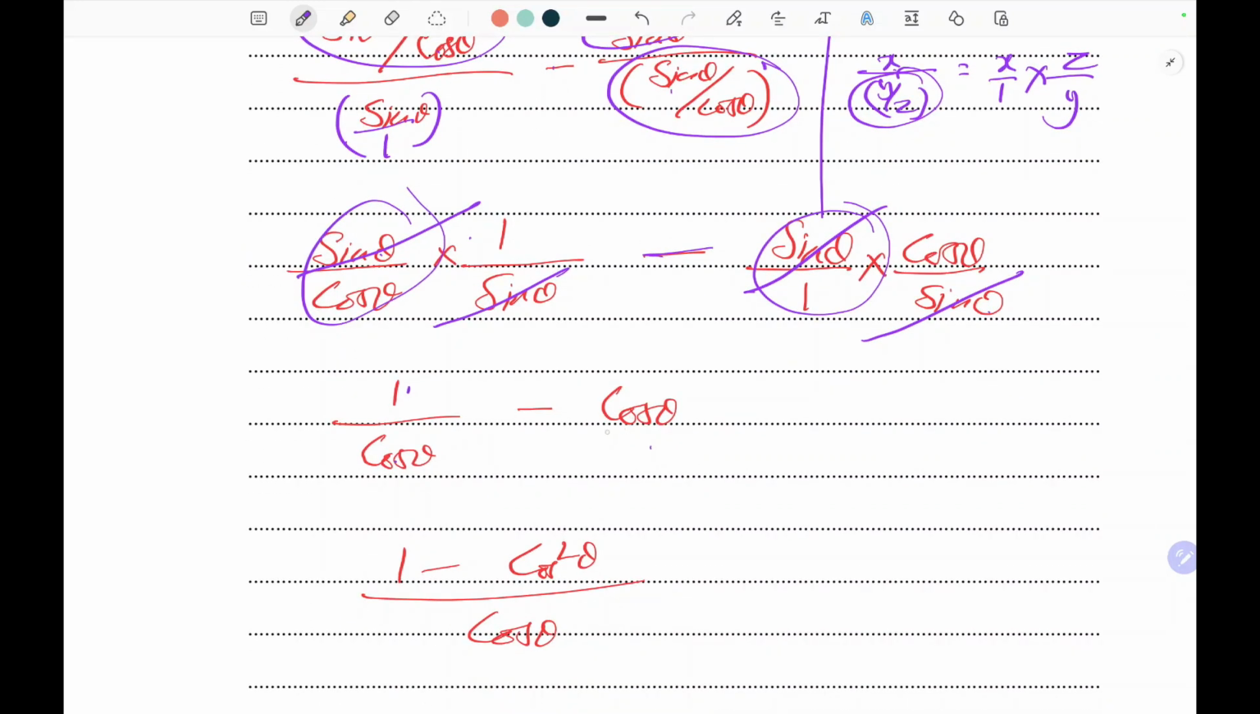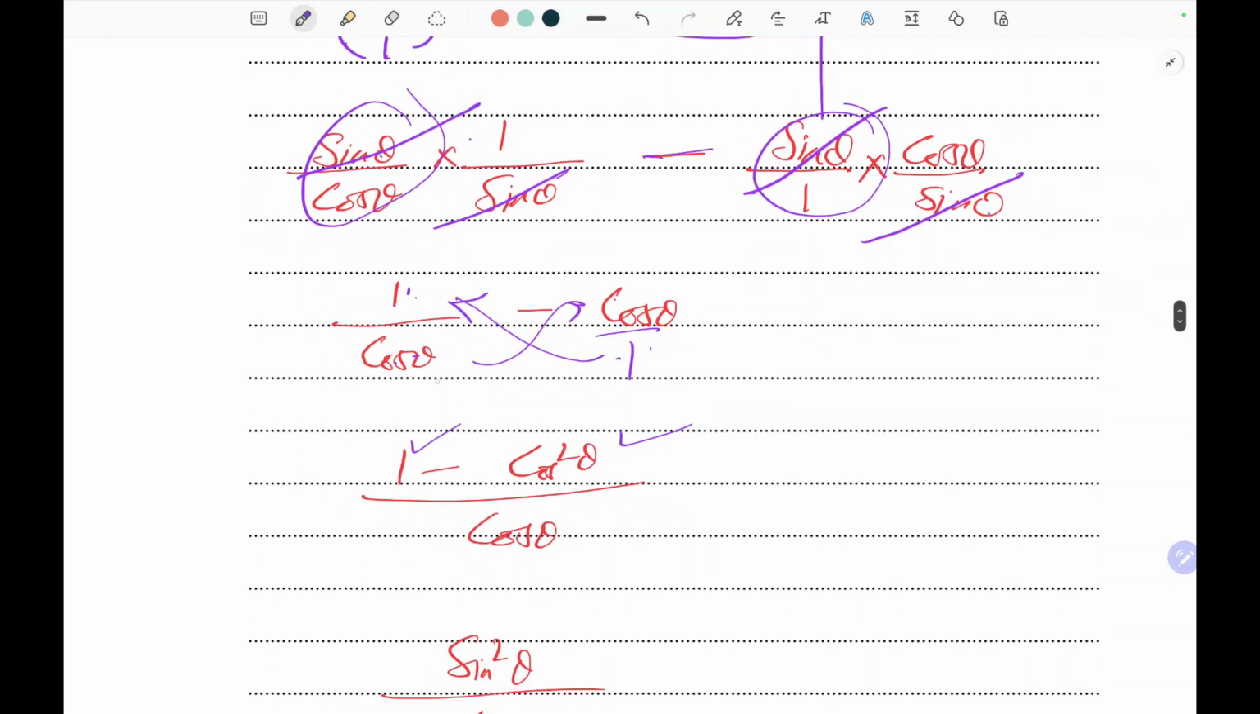Now I have this. Now we can write 1 in denominator and then cross multiply like that. 1 times 1 it is 1, and cos times cos, which is cos square, and cos times 1, which is cos. Or if you don't understand like this, then you can write 1 over cos theta minus cos theta, but denominator is nothing, right? So you can write again cos theta over cos theta, so the denominator is same.